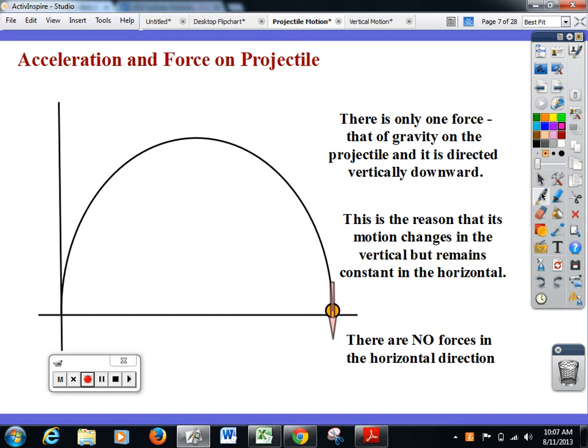So on our little blue or black ball for you there, it's only got that force pulling it down. What's the cause of that force again? The gravitational field of the Earth. So it's caused by the mass of the Earth. Okay?